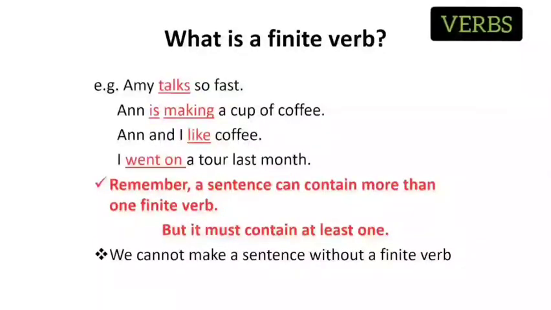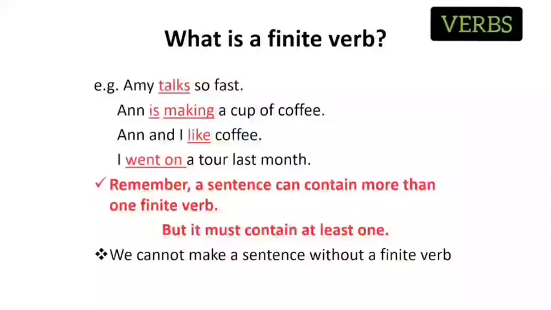If you take all this, Amy talks, that means Amy does talk. And is making, I like, that means I do like. So all these verbs have one auxiliary attached to them. But in the case of non-finite, we do not have any auxiliary attached to it. This is the easiest way to understand.